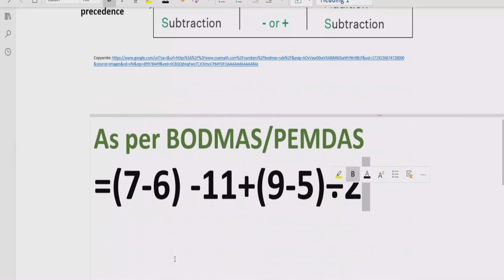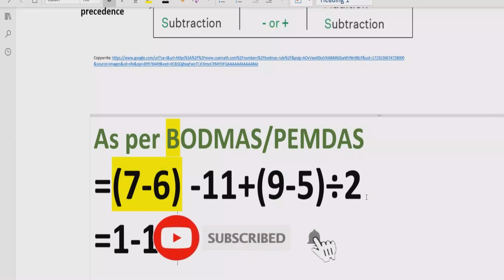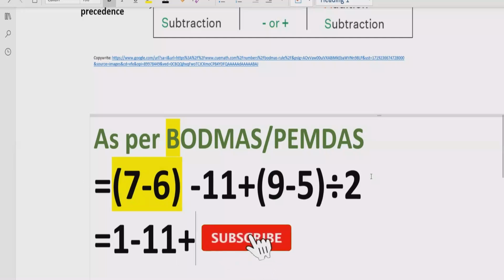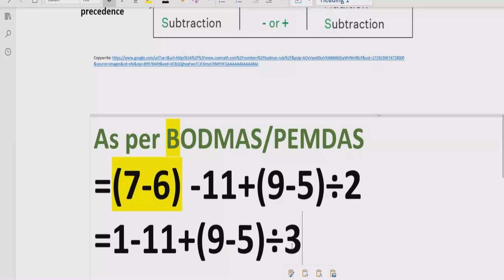According to the BODMAS and PEMDAS rule, first of all, we have to solve the bracket. So here we have two brackets. One is this one, another one is this one. So first of all, we will solve the first bracket, which is 7 minus 6, which is equal to 1. Minus 11, we will write as it is, plus, and 9 minus 5, again we will write as it is, and divided by 2, again we will write as it is. And here we will give the reference 7 minus 6 equals to 1.